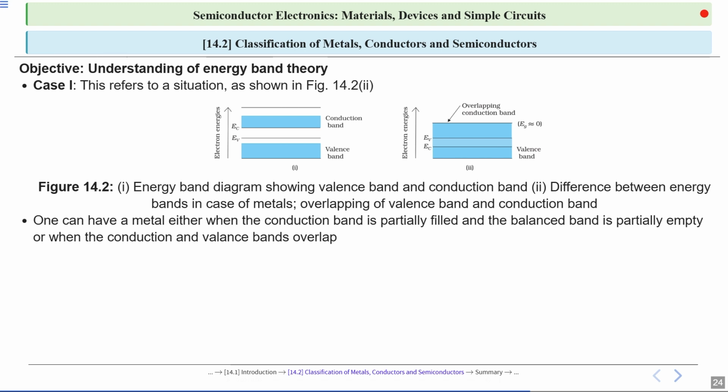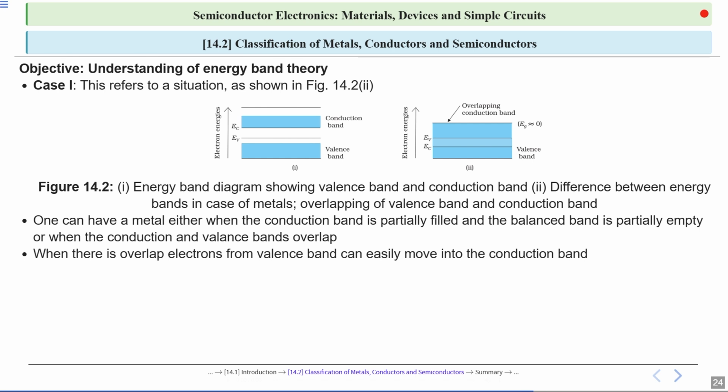Second, in some metals, the conduction and valence bands overlap. When this happens, there's no energy gap between them, so electrons can move between bands without resistance. In a material, when the valence band and conduction band overlap, electrons can move freely between them without needing extra energy. This allows for easy movement of electrons, making the material a good conductor.